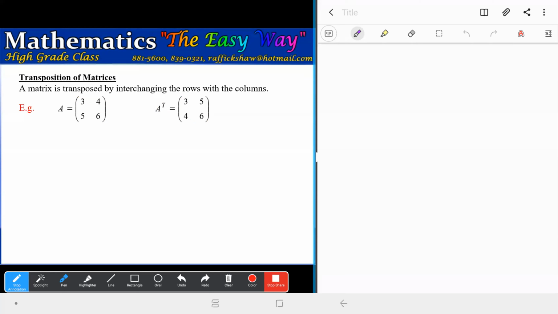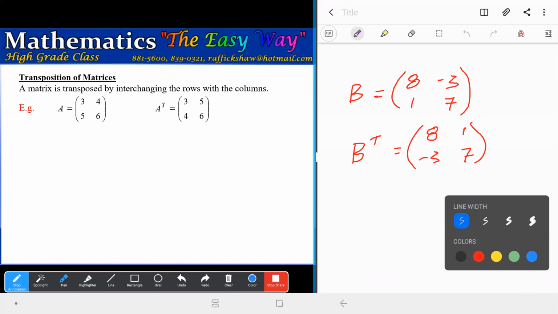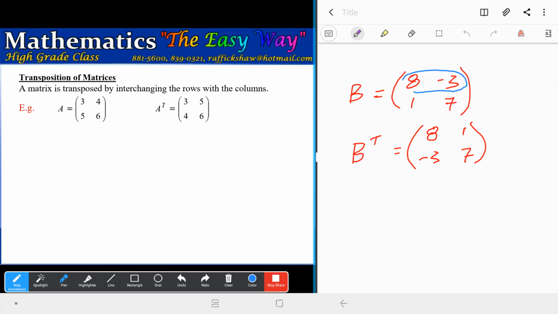If I do a quick example over here, if I have a matrix B, and the matrix is 8, -3, 1, 7, then for the transpose matrix of B, I just write the 8, -3 down here instead, and put the 1, 7 down here instead. And that is it. What happens is that what was the first row is now the first column, and what was the second row is now the second column. And that is as simple as that.